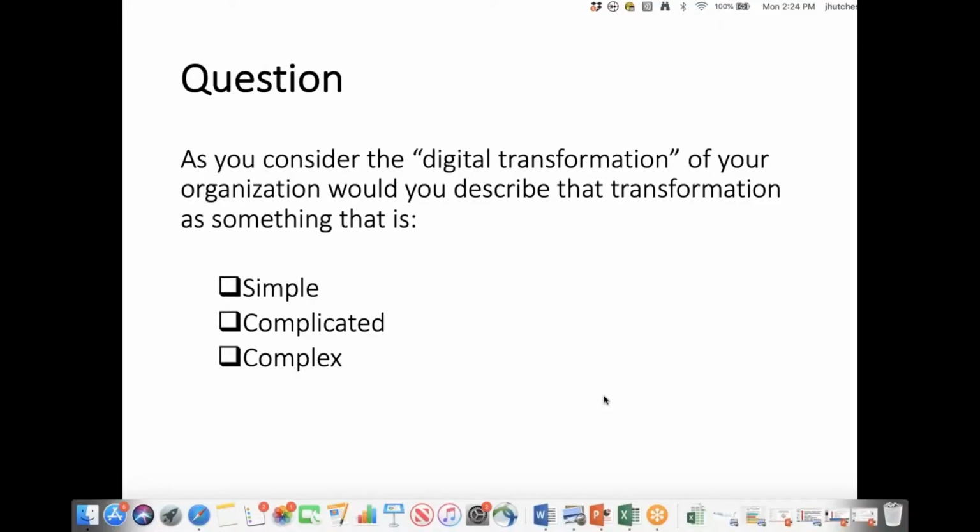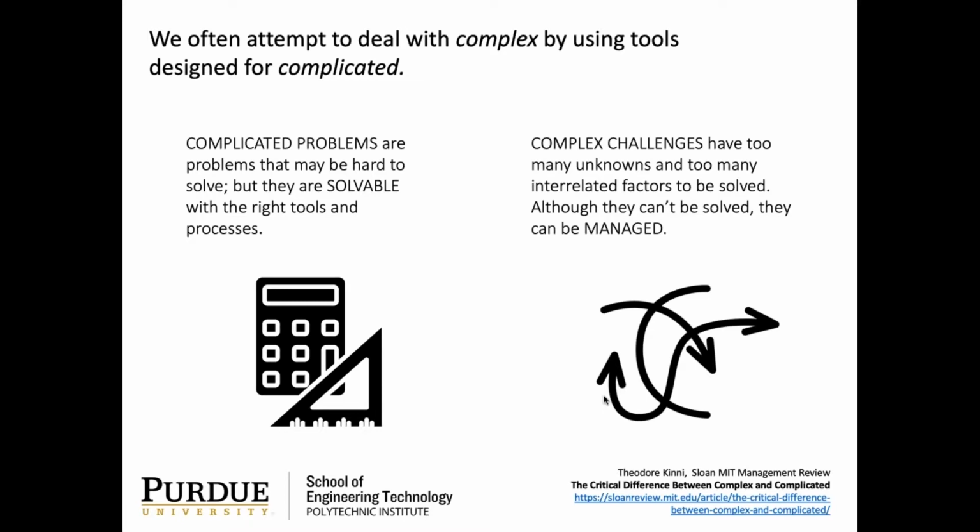All right, thank you. So let's talk a little bit more about the difference between complicated and complex. Here's the fundamental difference. Complicated problems are problems that may be hard to solve, but they are solvable. We have the right tools and the right processes. Complex challenges can't really be solved. There are too many unknowns. They can't be solved, but they can be managed. So digital transformation isn't a problem to be solved. Sure, there'll be some problems within it, but digital transformation itself is a complex challenge that has to be managed. Like, when are you done?